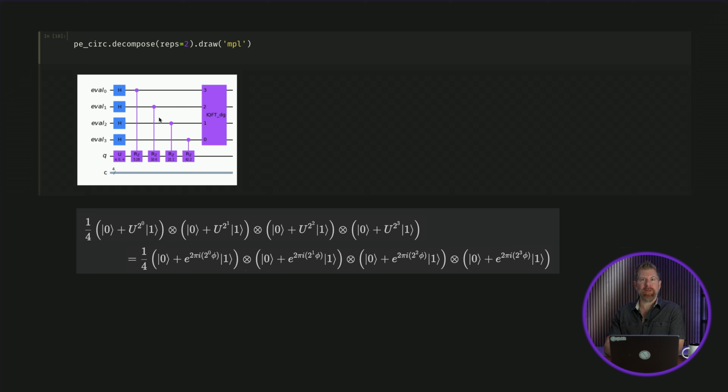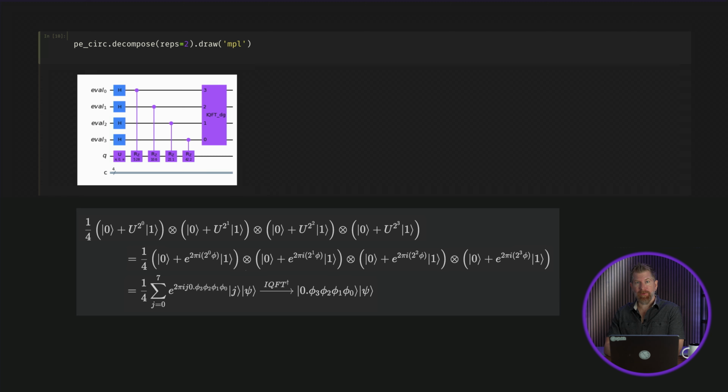Let's see what is happening to the evaluation register as the controlled rotations are applied to the target register, in this case, a single qubit. When multiplying out all the individual qubit states, the phases show up as multiples of j on state j. Note here that the j values are summed as the decimal equivalents of the bit strings representing the quantum states. By applying the quantum Fourier transform, we transfer the phase to the qubit state, which we can then measure.